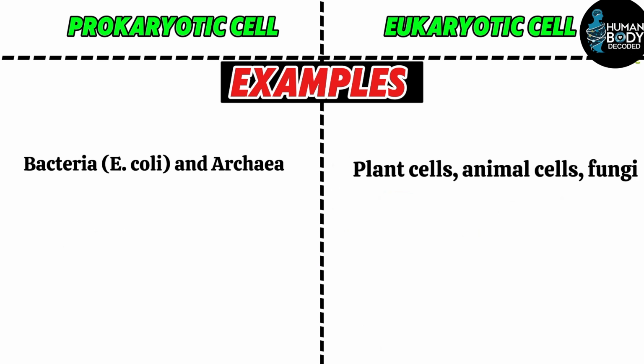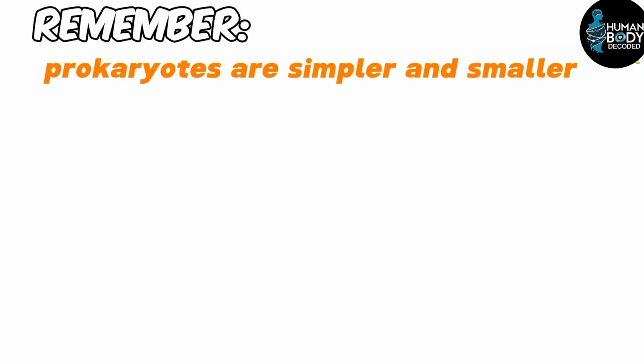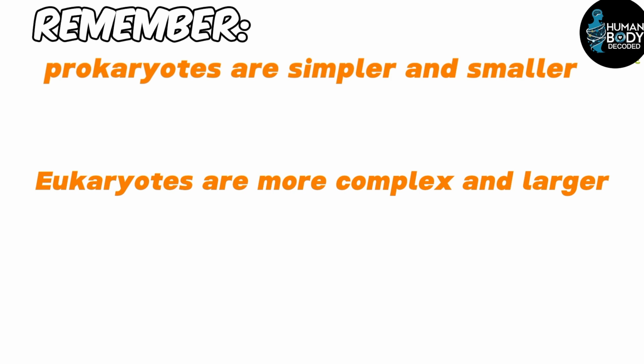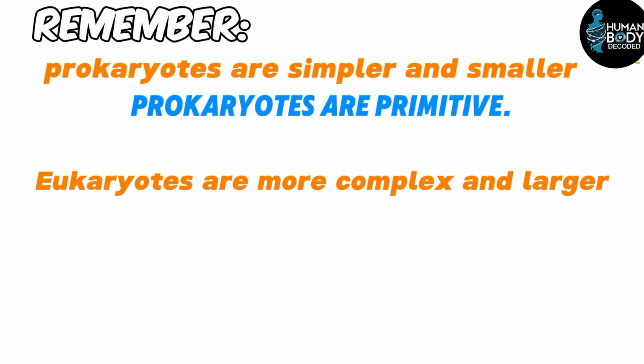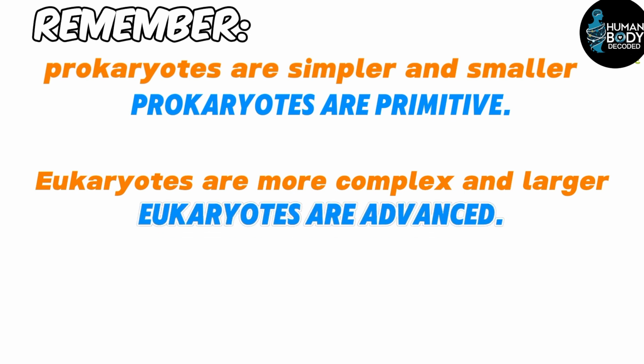These are the key differences between prokaryotic and eukaryotic cells. Remember, prokaryotes are simpler and smaller, while eukaryotes are more complex and larger. A good way to remember is this: prokaryotes are primitive and eukaryotes are advanced.